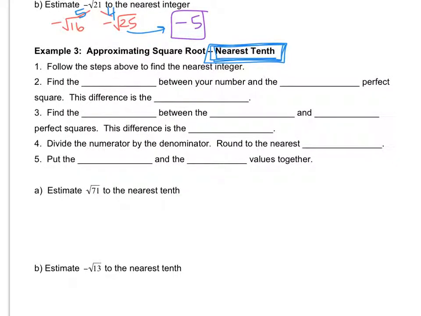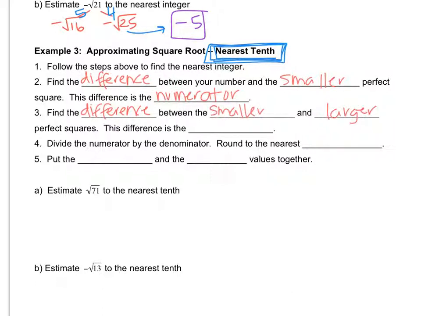So we're going to follow the steps above to find the nearest integer. So we're going to find the two that it's between. But when we pick it, we have to do a couple more things first. We're going to find the difference, and remember difference means subtract, between your number and the smaller perfect square. So we don't get to pick the closer one, we have to pick the smaller one. This difference is going to be the numerator. Then we're going to find the difference between the lower and higher, or the smaller and the larger perfect squares. And this difference is going to be the denominator.